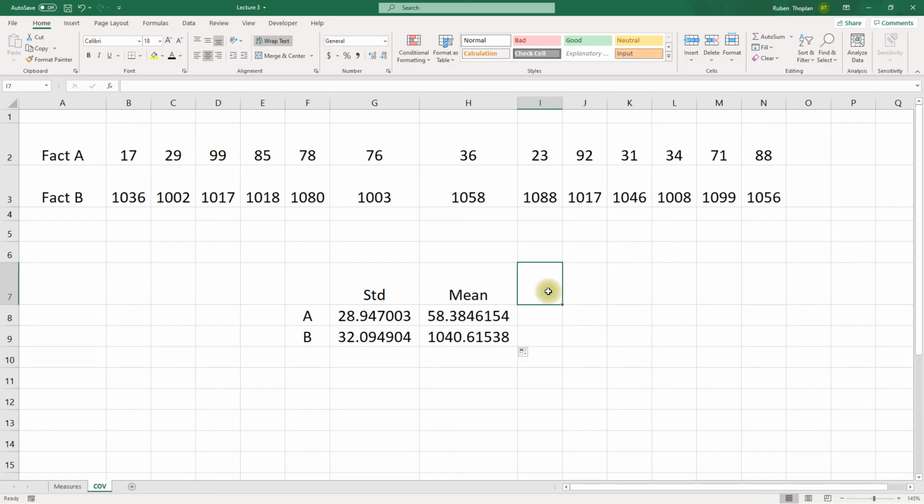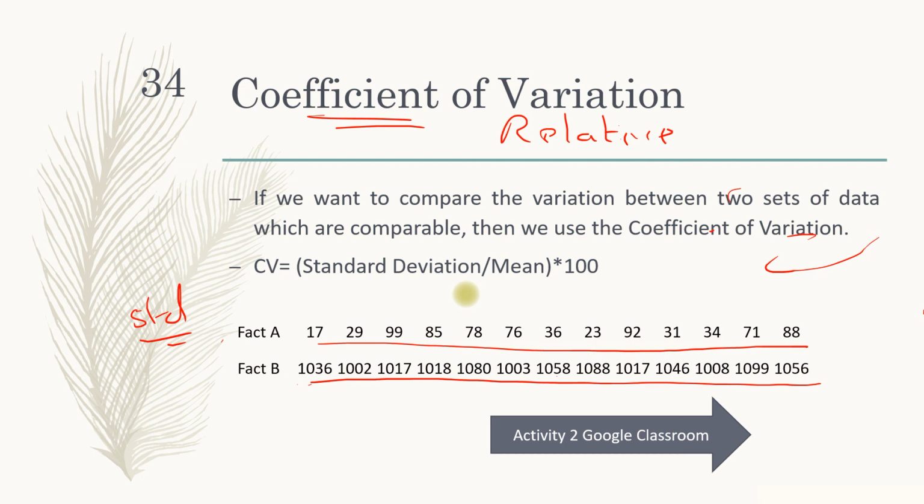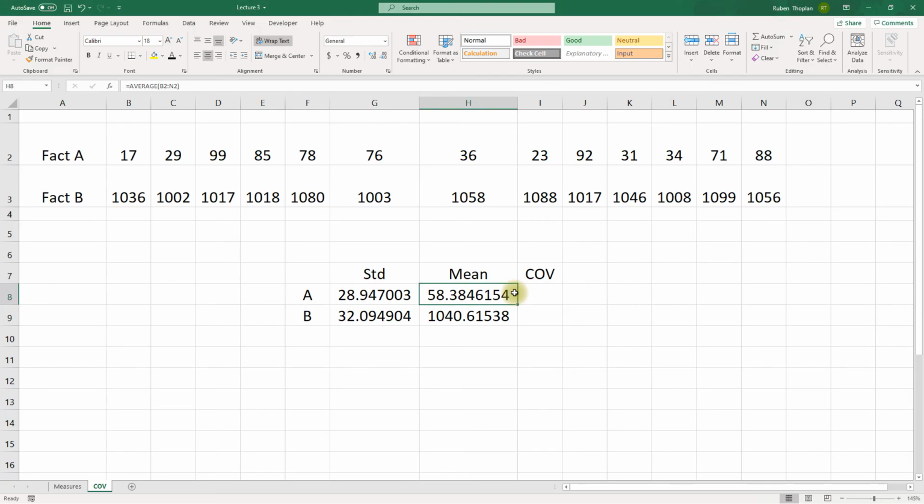What is the coefficient of variation? The coefficient of variation is obtained by taking the standard deviation divided by the mean. Just look at the formula. The coefficient of variation is obtained by taking the standard deviation divided by the mean, and it is very often expressed as a percentage. We will do that in a moment, but just bear this in mind.